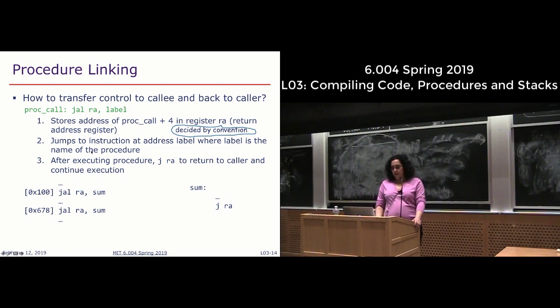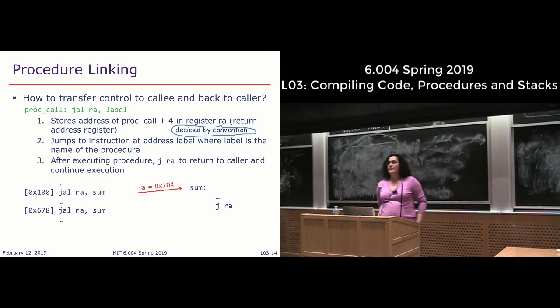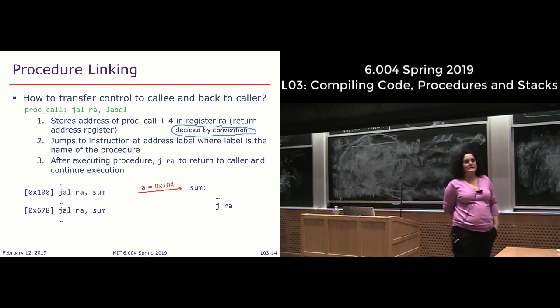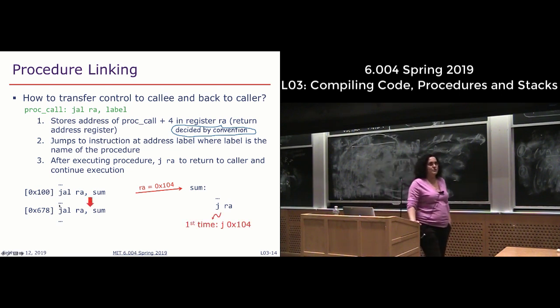Specifically, if I have two calls to this procedure sum, one of them is at address 0x100 and the other is at 0x678, the first time that I call sum, what's going to go into RA? It's going to be the return address of the instruction that's at address 0x100. So 0x104. So when I finish executing sum the first time, I'm going to jump to address 0x104, which is going to bring me back to immediately after that first jump and link instruction, right?